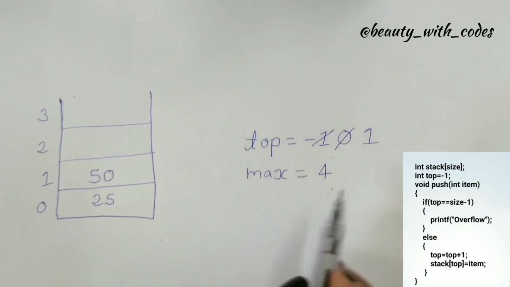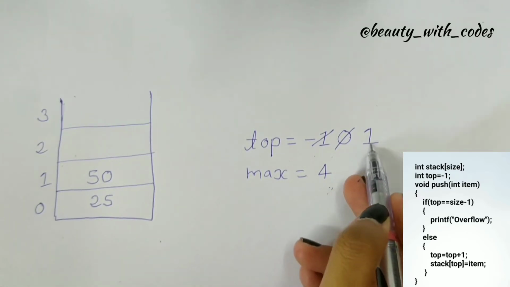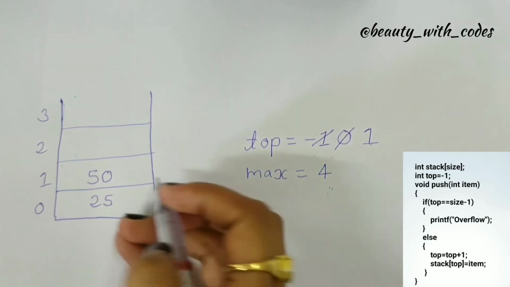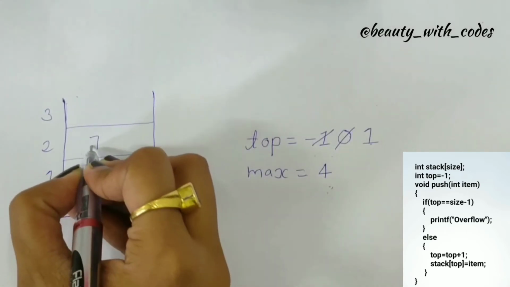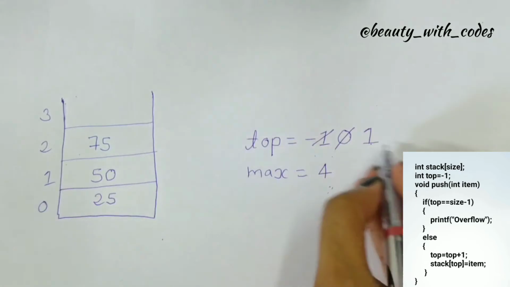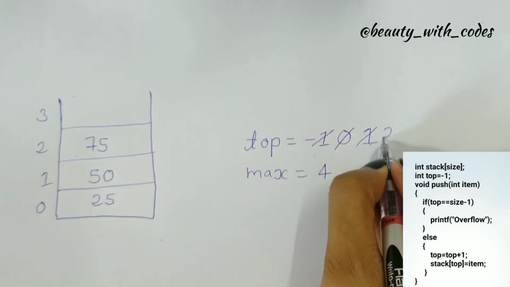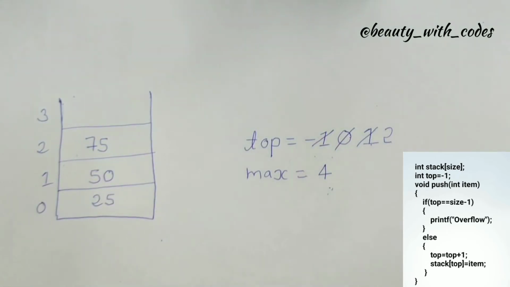Fine. But again check, let's say we want to insert 75. Again check whether top is equal to max minus 1 or not. So max minus 1 is 3 and top is 1. So clearly these are not equal, so we can insert 75. Okay. So now top is equal to 2. Reason you already know, isn't it?